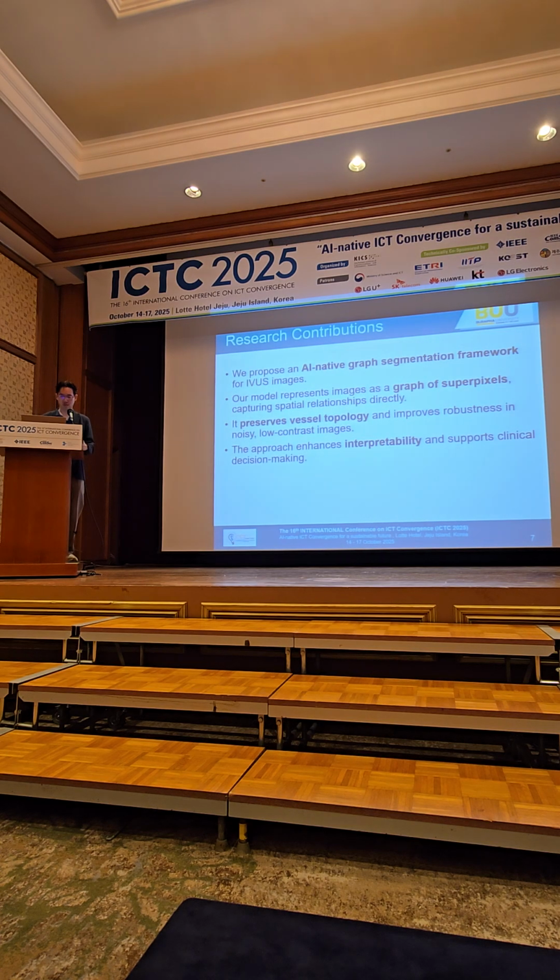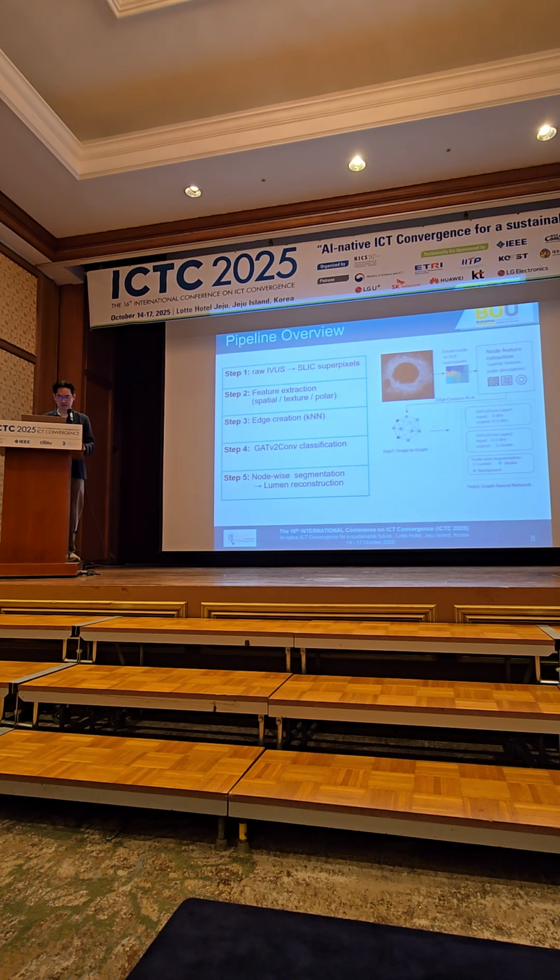We propose a new method using graph-based AI. We turn IVUS images into a graph of superpixels. This helps us keep the shape and structure of the vessel. This graph keeps the important spatial connections, so our model works better when the image is noisy or not clear. Also, the result is easier to understand for doctors, which helps in making better clinical decisions.